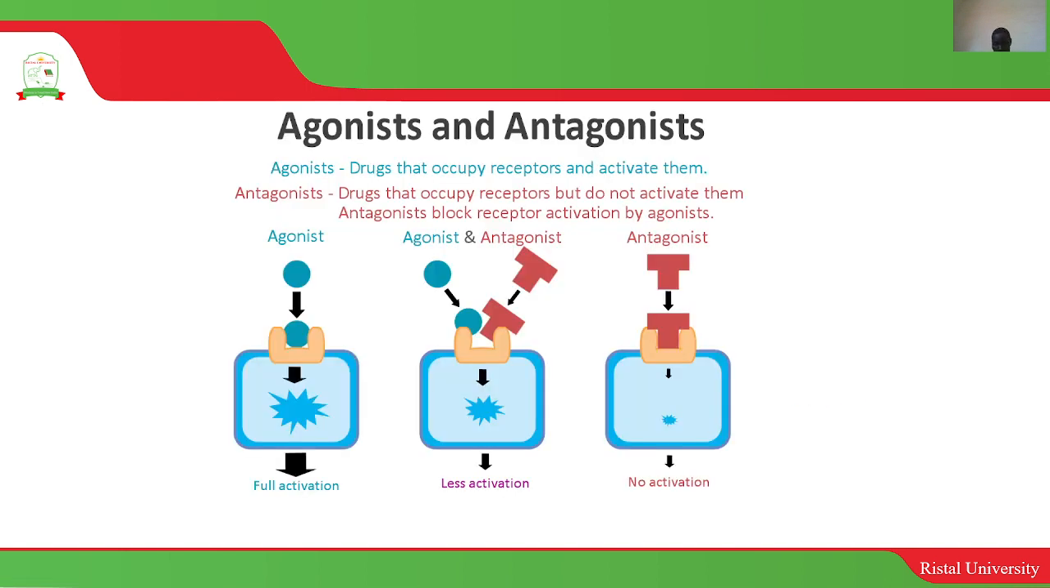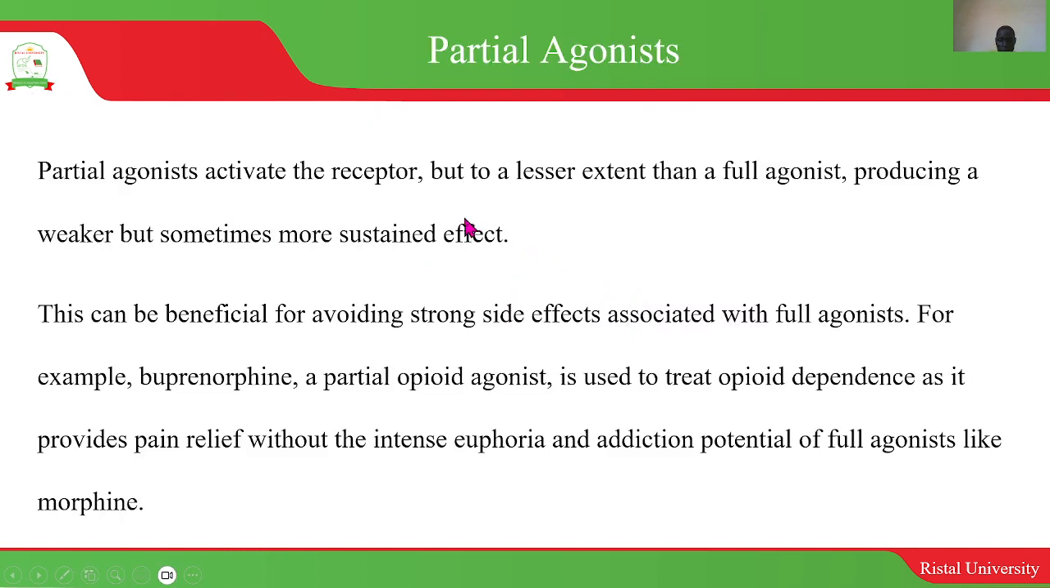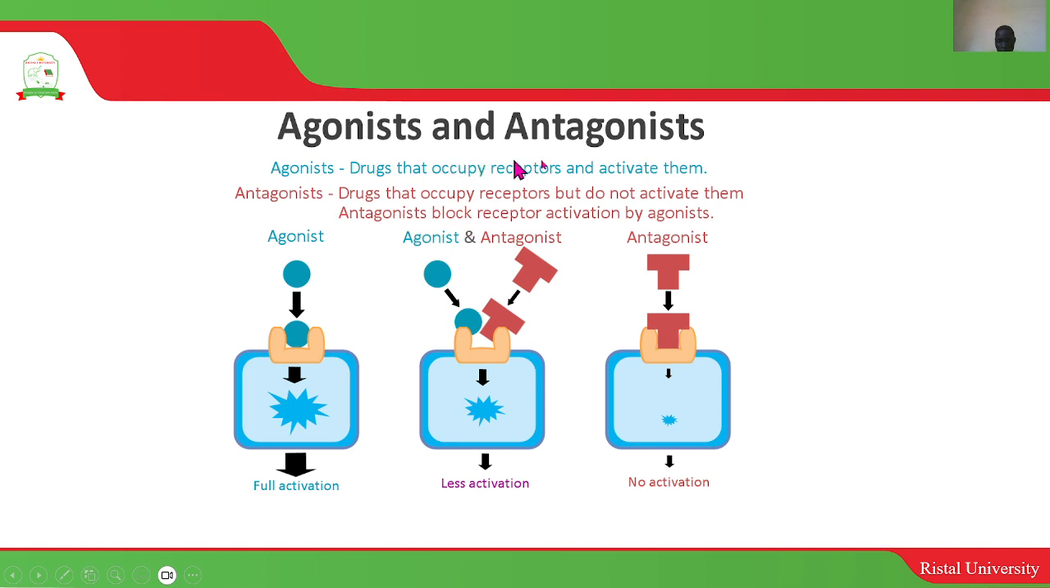Let's look at this picture at least to help us make more sense of what we are talking about between the agonist and the antagonist. So we said agonists are drugs that occupy receptors and activate them, while antagonists are drugs that occupy receptors but do not activate them, and antagonists block the receptor activation by the agonist.